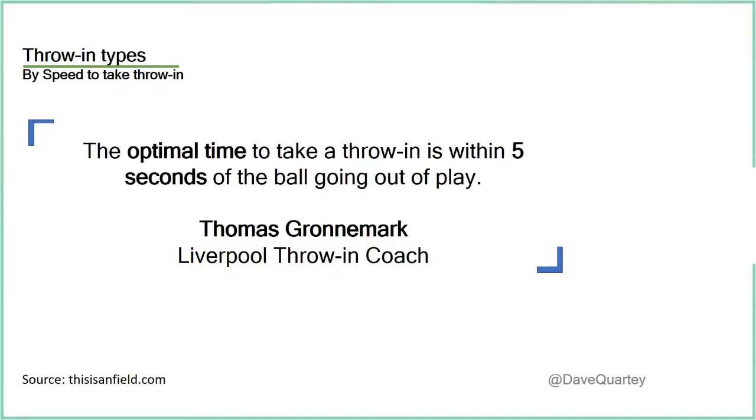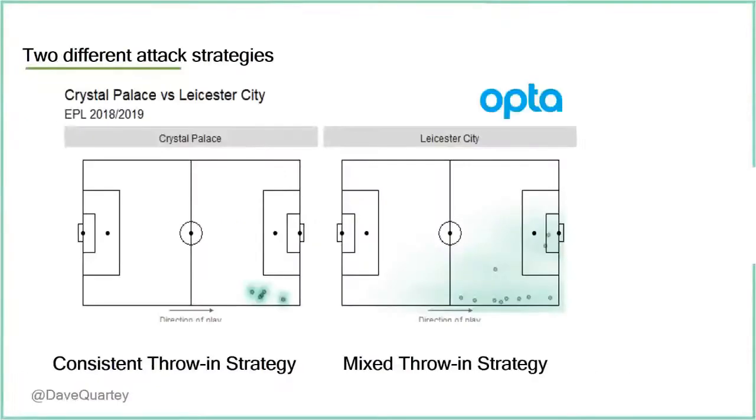Now for the attacking strategies, which I divided into consistent and mixed. This is an example of a game from the 2018-2019 EPL season, right? In this particular game, you realize that Crystal Palace had a very consistent throwing because most of their throw-ins were into a specific part of the field compared to their opponents, which was Leicester City, who deployed a mixed strategy, some of their throw-ins were to the penalty box, somewhere along the lines. This is a clear pictorial view of these strategies.